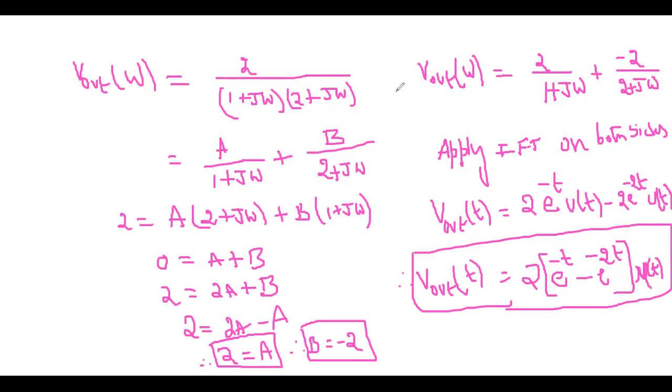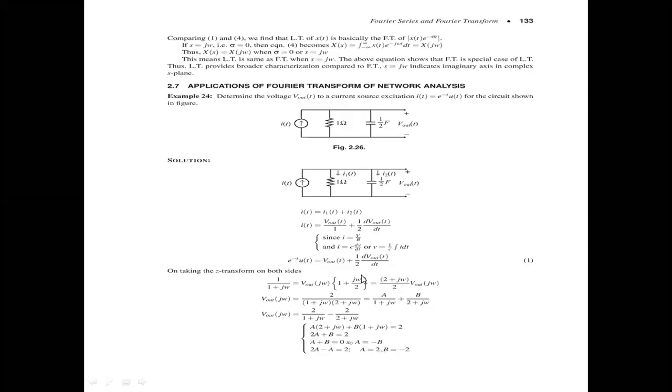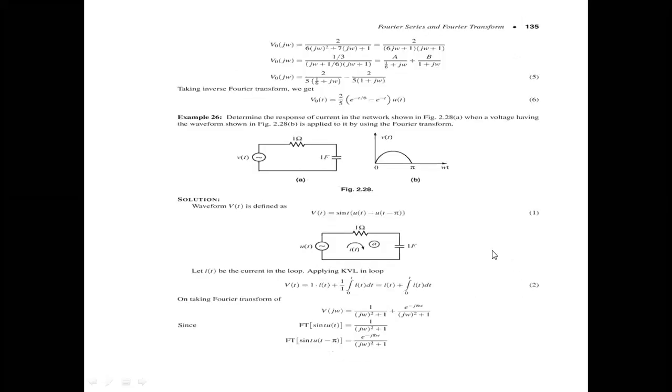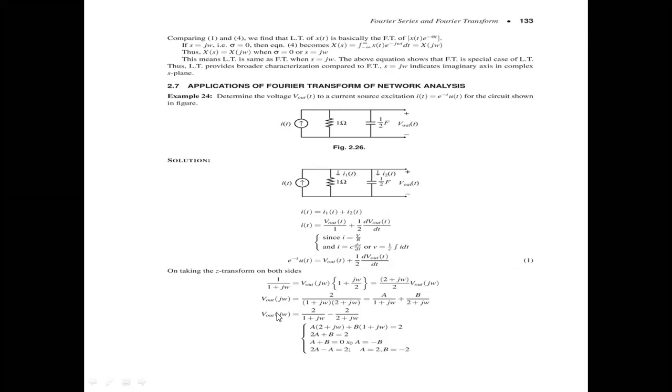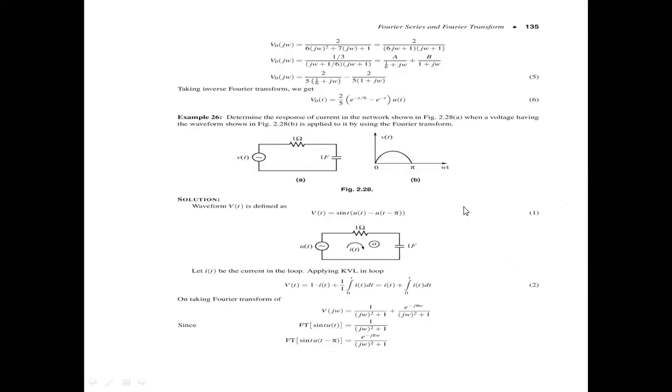So see what we got here. V out of t is equal to 2 by 1 plus j omega minus 2 by 2 plus j omega. Whatever it is, V out of t is equal to 2 into e power minus t mu of t minus 2 into e power minus 2t mu of t. Understood, my dear students? Okay. Then you go for the next one.